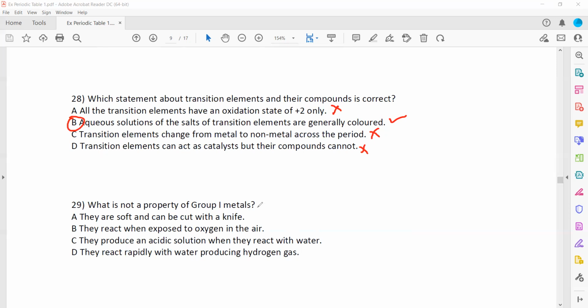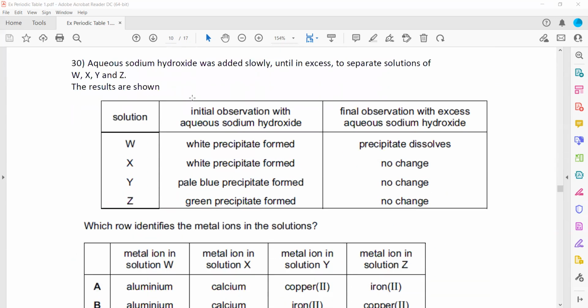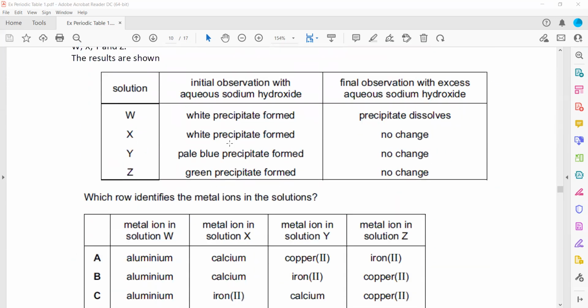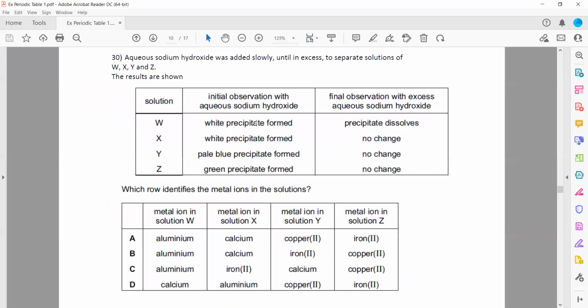Then what is not the property of group 1? They are soft, yes, that's right. They react when exposed, but they don't form acidic solution, they form alkaline solution. You will find many repeated questions in this. So this question is also about identification of the ions.